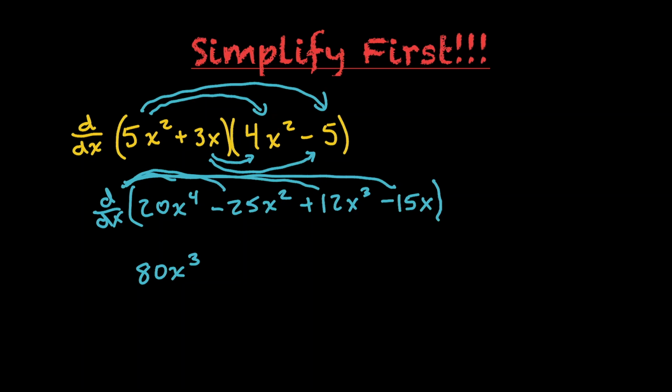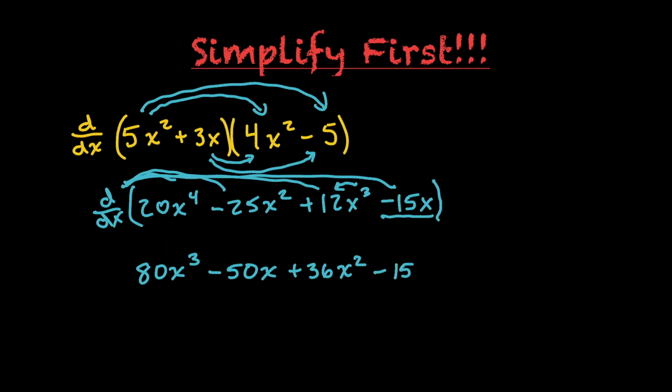Our next derivative, we get negative 25 times 2 is negative 50, x to the 1st. Our next derivative, the 3 will come down, multiply to that 12, we'll get 12 times 3 is 36. Subtract 1 from the power, get x squared. And finally, our last derivative, the derivative of a constant times x is just the constant, so we end up with negative 15.